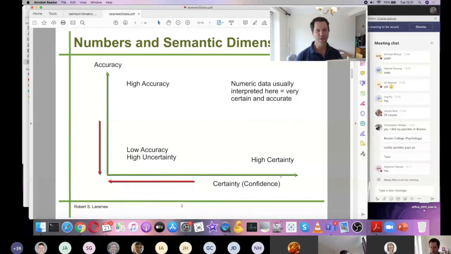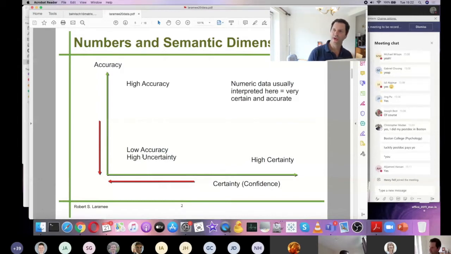Every number has a certainty or a confidence level associated with it, right? So as I go further to the right in this space, the certainty increases. And as I go to the left, the certainty decreases, or it's called uncertain, right? That's the way I've represented it here.